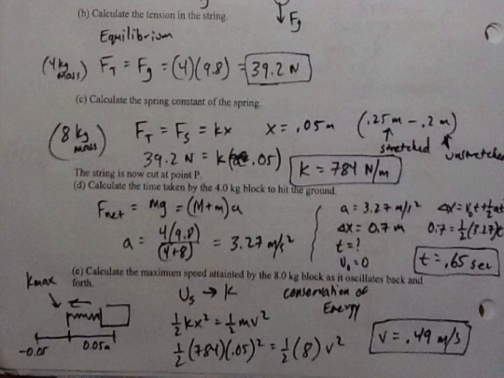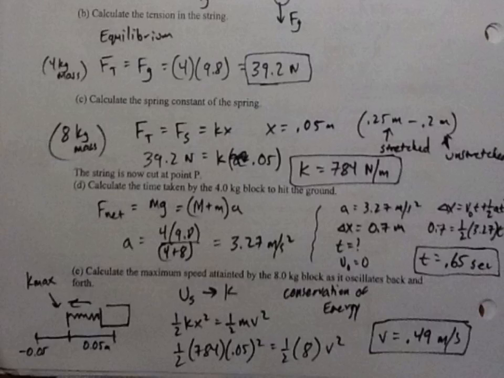Now for part E, calculate the maximum speed attained by the 8 kilogram block as it oscillates. Again, now the string is cut, so the 4 kilogram mass and rope are gone, and we know that the spring was stretched out 0.05 meters, or 5 centimeters. When we're trying to find speed, we know that this is a conservation of energy problem, because there was potential energy in the spring when it stretched out, and as the mass starts to slide, as the spring wants to go back towards equilibrium, it gets converted into kinetic energy.